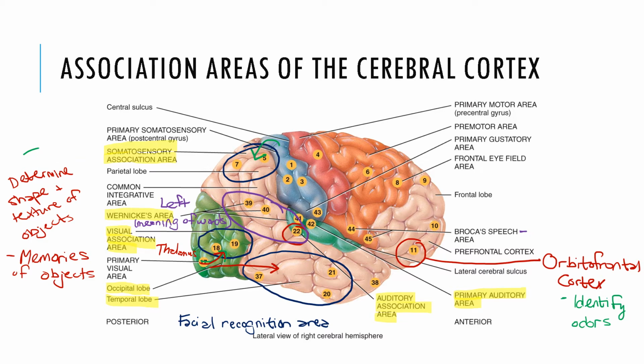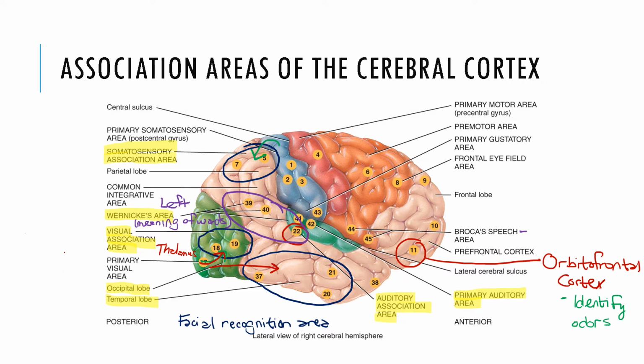Going to erase a little bit of this here because we have a couple more on the left side here to go over. So we also have the common integrative area. This is going to be kind of a large area also. So this is going to be like 5, 7, 39, and 40. So I'm going to use a different color here, maybe red here. So it's going to kind of be this area. It's going to be our common integrative area.